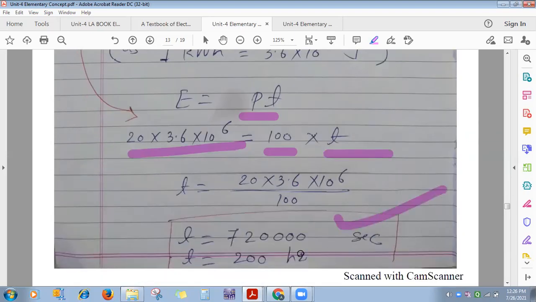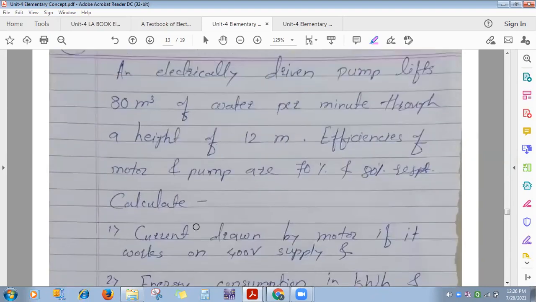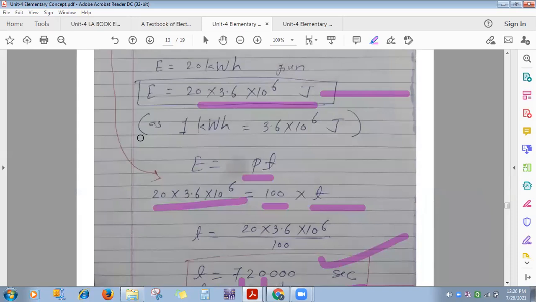So whatever options are given to you, second, minute, hour, you can calculate that. Second you can convert to minute, minutes you can convert to hour. So you will get 72 and on it 4 zeros in second, or time is 200 hours. This one is another type of sum. Up till now, electrical system.